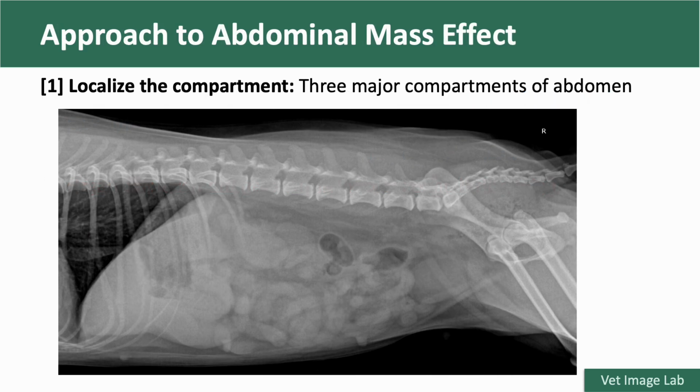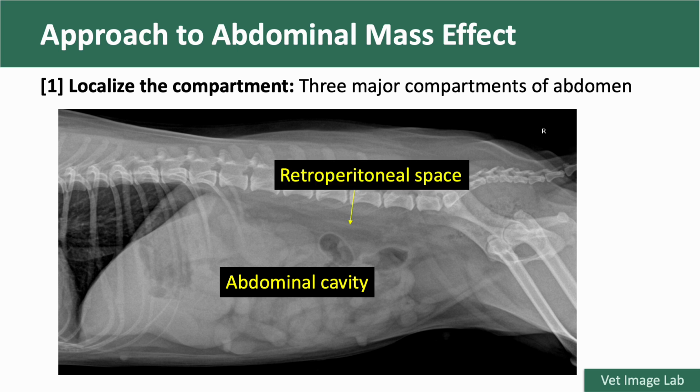When evaluating abdominal mass effect, before thinking about what the lesion might be, first determine which compartment it belongs to. This helps narrow down the possible origins. We divide the abdomen into 3 main compartments: the abdominal cavity, retroperitoneal space, and pelvic cavity.